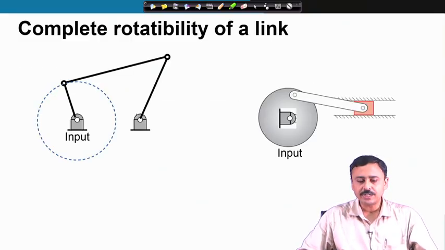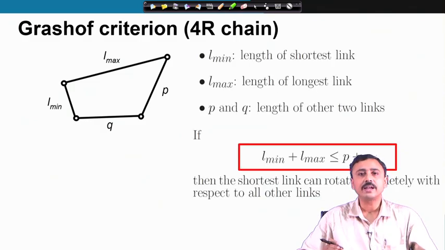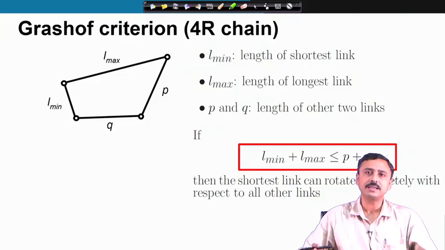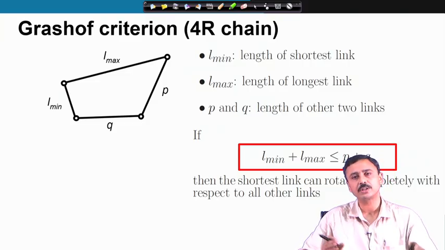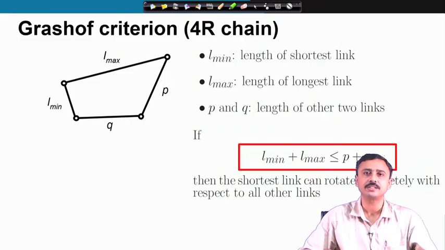So, complete rotatability of a link is what we are discussing, and we have looked at the Grashof criterion for the 4R chain, which tells us that if the length of the shortest link plus the length of the longest link is less than the sum of the lengths of the other two links, then the shortest link can rotate completely with respect to all other links. So, we have a crank if this Grashof criterion is satisfied.